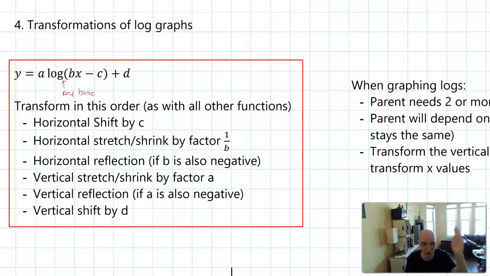I've written just log because I didn't want to make it too much alphabet soup. So a, b, c, and d just stand for different sorts of coefficients. The order of transformations is a horizontal shift by c, horizontal stretching and shrinking, horizontal reflecting if b is negative, then you go vertical stretch or shrink by the factor of a, vertical reflection if you have a negative a, and a vertical shift by d. So those are the 6, and they have to happen in that order to get the correct graph.